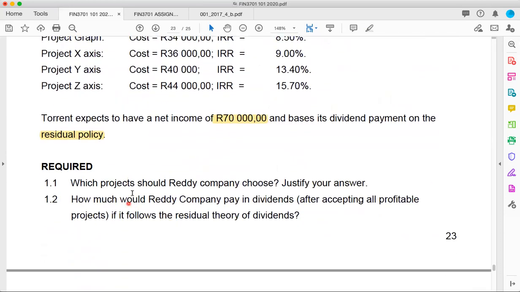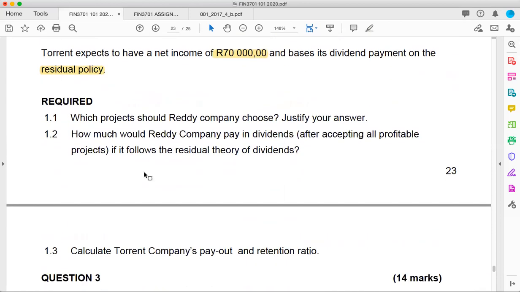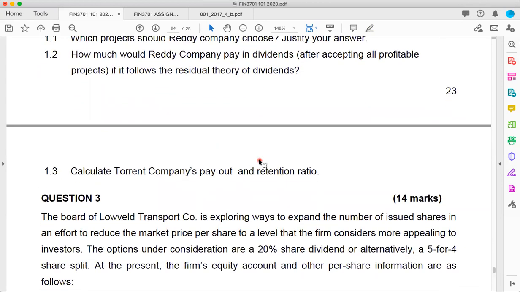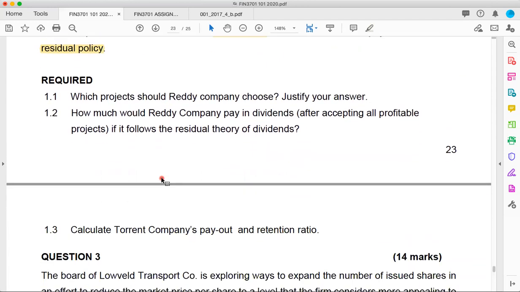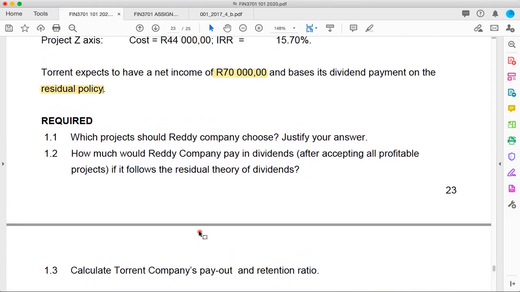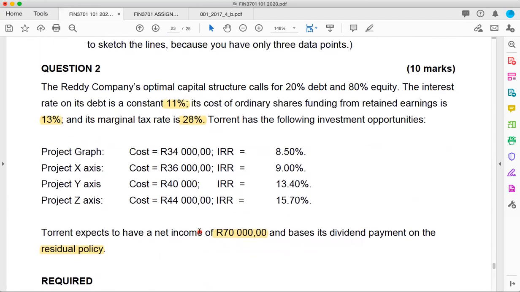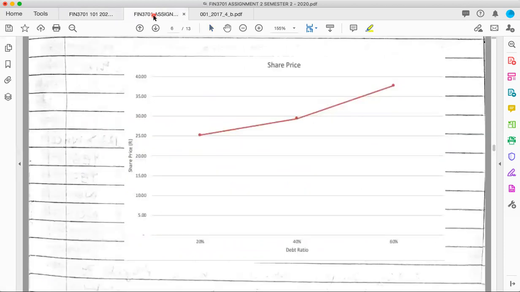And then firstly, which projects should Ready Company choose? Justify your answer. 1.2, how much would Ready Company pay in dividends after accepting all profitable projects if it follows the residual theory of dividends? And then lastly, calculate the company's payout and retention ratio. This is supposed to say Ready Company's payout and retention ratio. I think it's a mistake. They're saying Torrent. Okay.